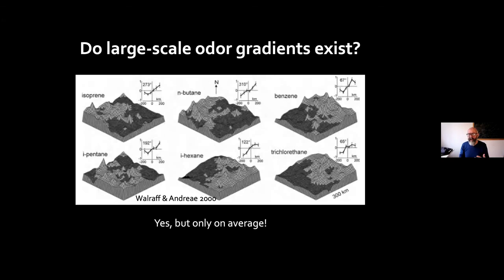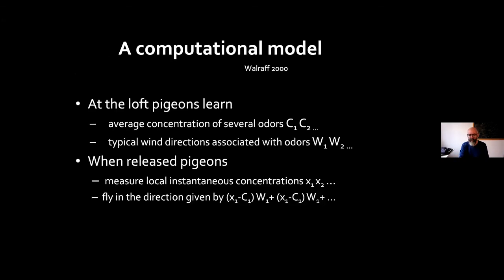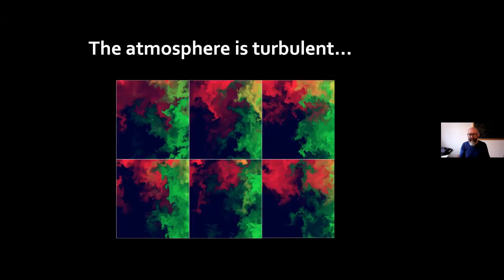But of course, this can only exist on average, because the atmosphere, once more, is turbulent. This is the result of a numerical simulation, just to show you what happens when you have a gradient of odor. Say that this red odor is a gradient from north to south, and the green odor is a gradient from east to west. But these are the actual concentrations that you see at any given time as the system evolves. So it's far from unlikely that you will experience an excess of red odor when you're to the west.